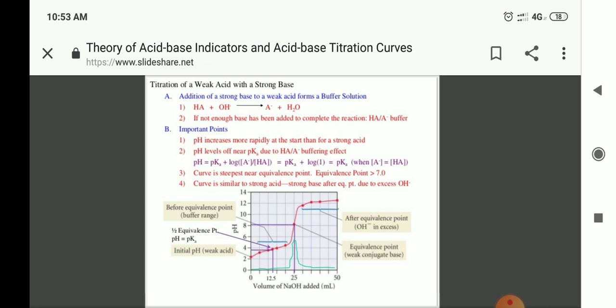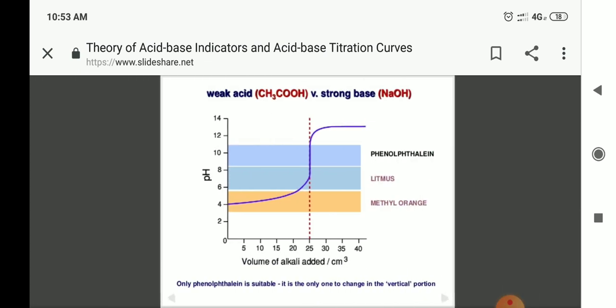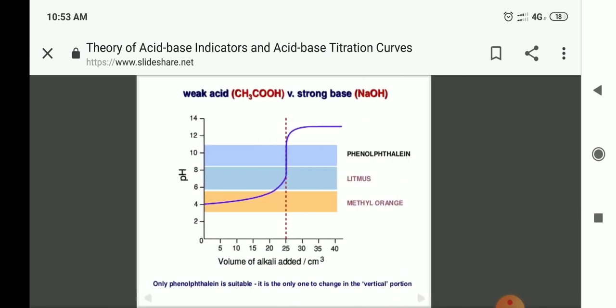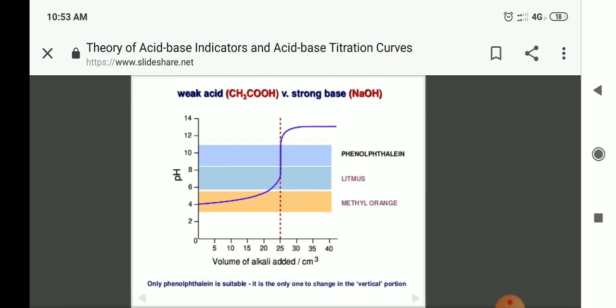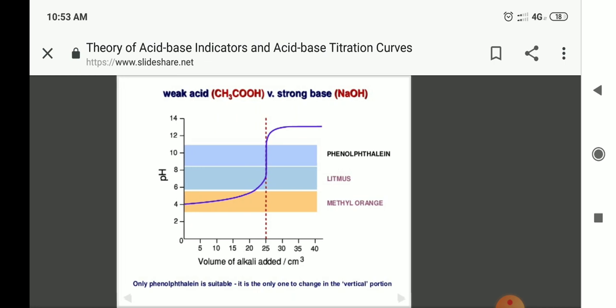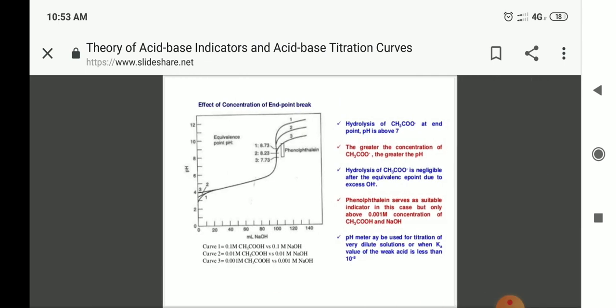The titrimetric curve of the titration of weak acid and strong base is shown graphically. In the graph, for weak acid and strong base, consider phenolphthalein, litmus, and methyl orange indicators. Only phenolphthalein is suitable, as it is the only one whose color change falls on the vertical part of the curve. The best indicator is the phenolphthalein indicator, and its range is 6 to 8.